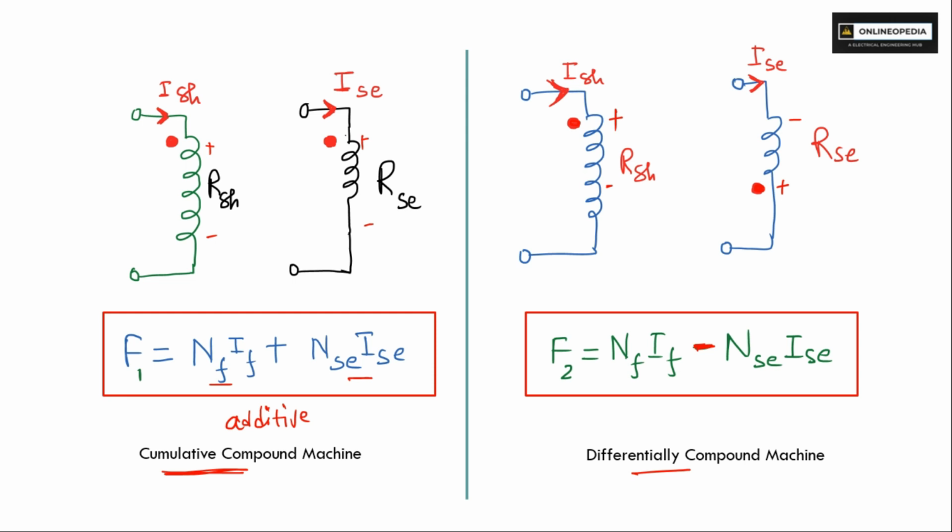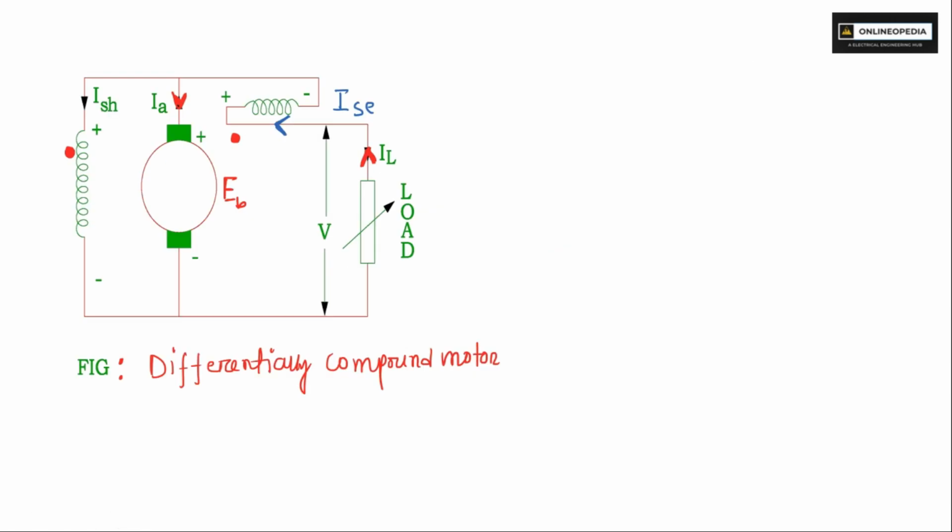That is, the field produced due to the shunt field winding opposes the field produced due to the series field winding. That is why the minus symbol. So the total MMF is subtractive. You can say MMF or flux. So this is your differential compound motor.